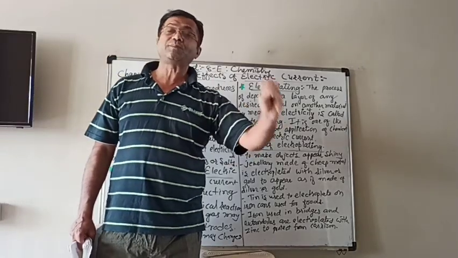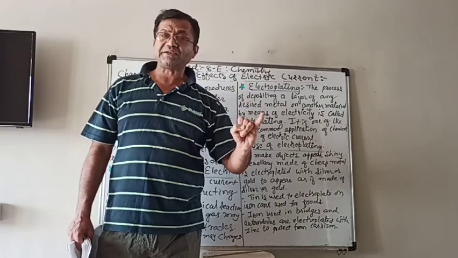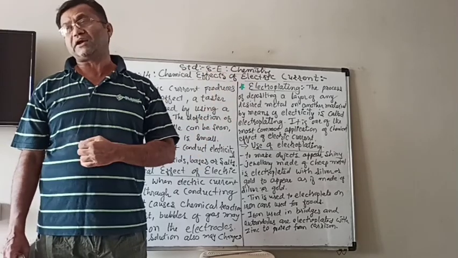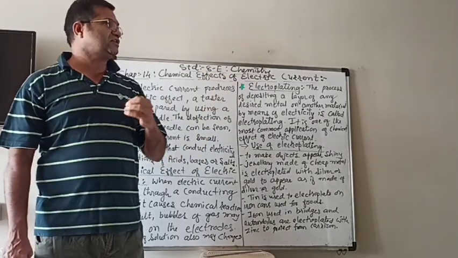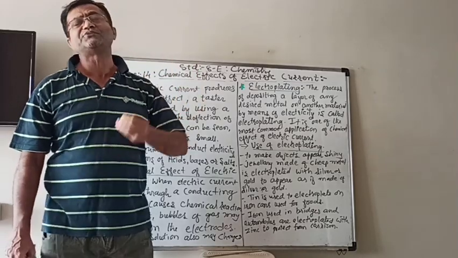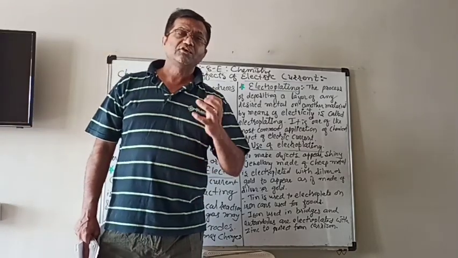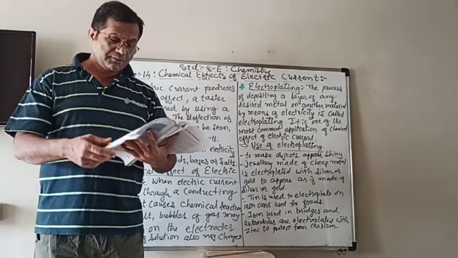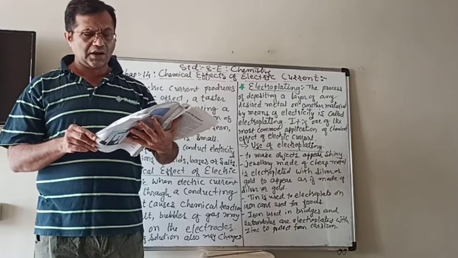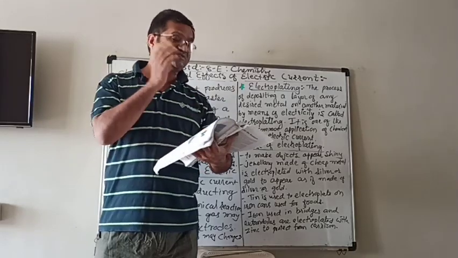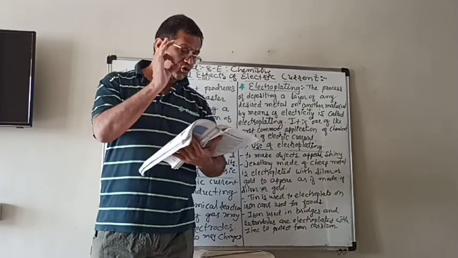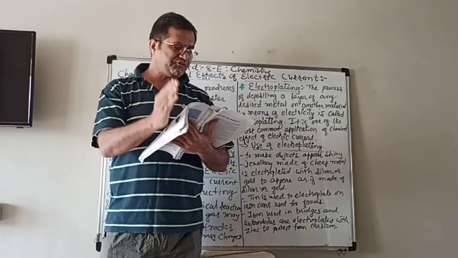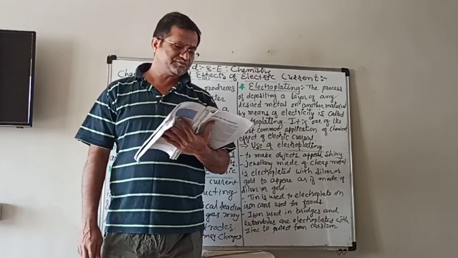By passing the electric current, we can make a layer of a metal on a desired material, and that process is known as electroplating. So electroplating is the most common use of this chemical effect of electric current, and for that we have to choose special types of solutions and electrodes so that the electroplating process is possible. If you take copper sulfate solution in a glass container and put copper plates in it, then what will happen?